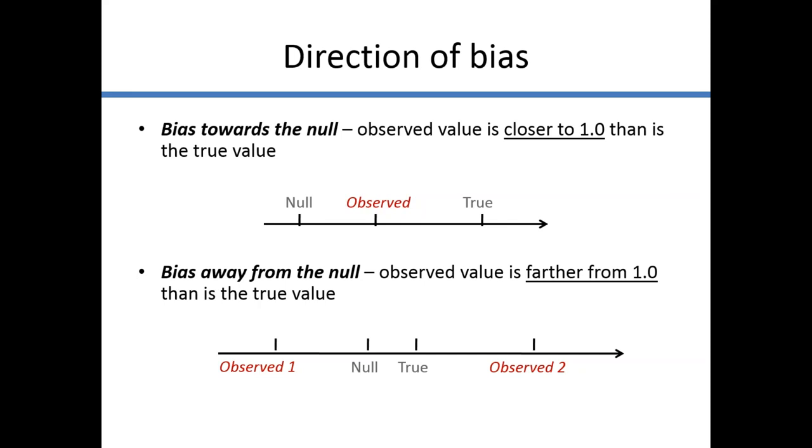Negative bias, you can imagine. If the truth is 1.2 and you say 1.1 or 1.0 or 0.9, that's negative bias. Now, something different is whether you're biased toward the null or not.